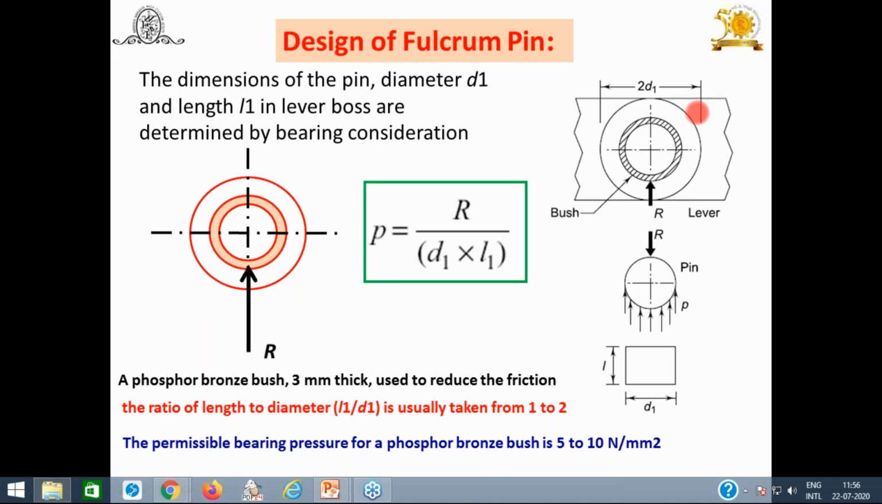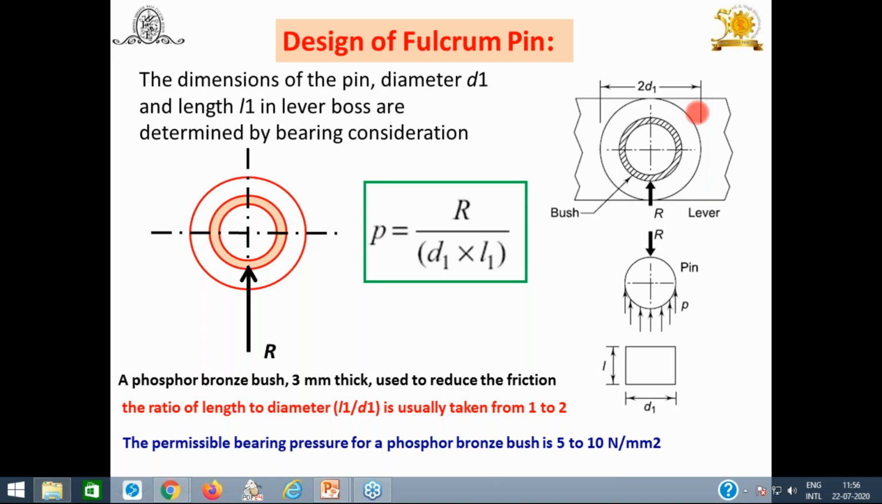I am going to write the equation for the design of the fulcrum pin. Tau is equal to force upon area. And what is the area? The pin diameter is the small d1. So for one plane, pi by 4 into d1 square, and another plane at the back, because the pin is going to shear at two cross sections, front as well as back. So the area is pi by 4 into d1 square into 2.